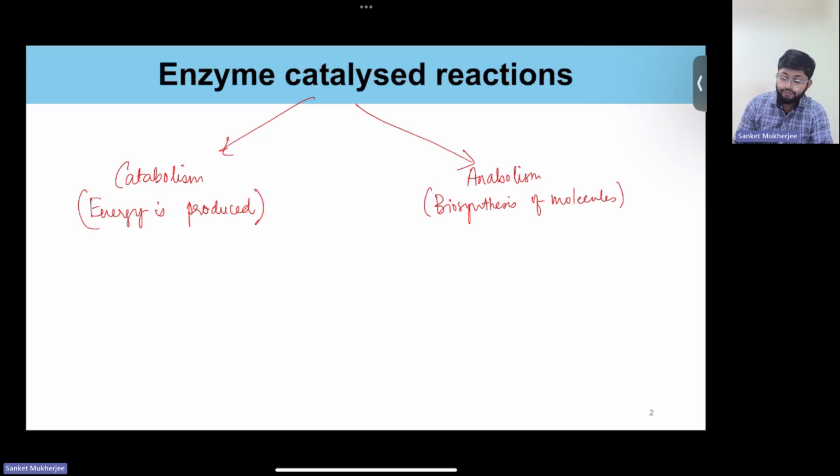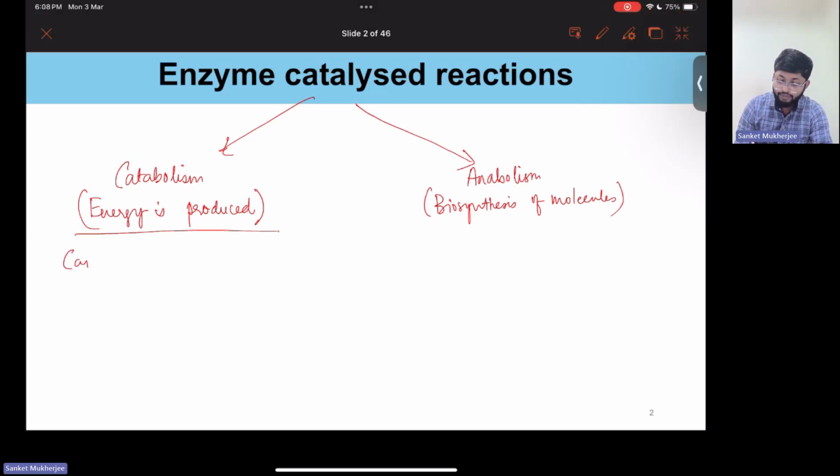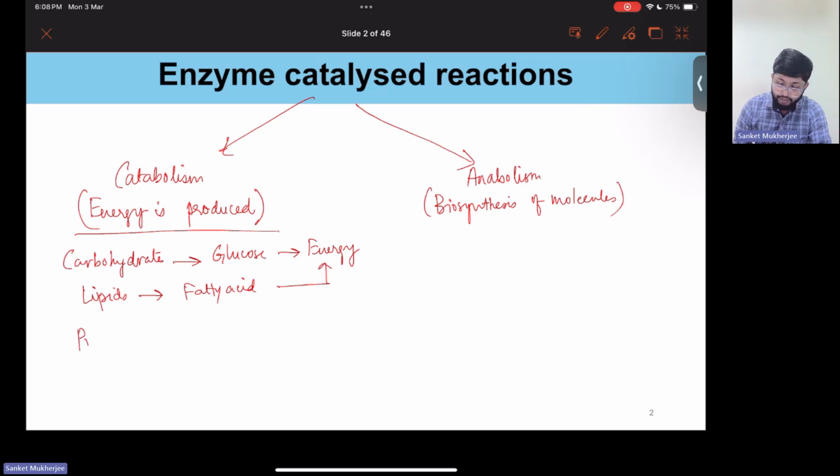So, for example, if we talk about catabolism, carbohydrates, for example, are converted to glucose that gives us energy through a pathway called glycolysis. We'll talk about it. Similarly, lipids are converted to fatty acids, which again gives energy. And then there is protein that is converted to amino acids, which again gives some energy.